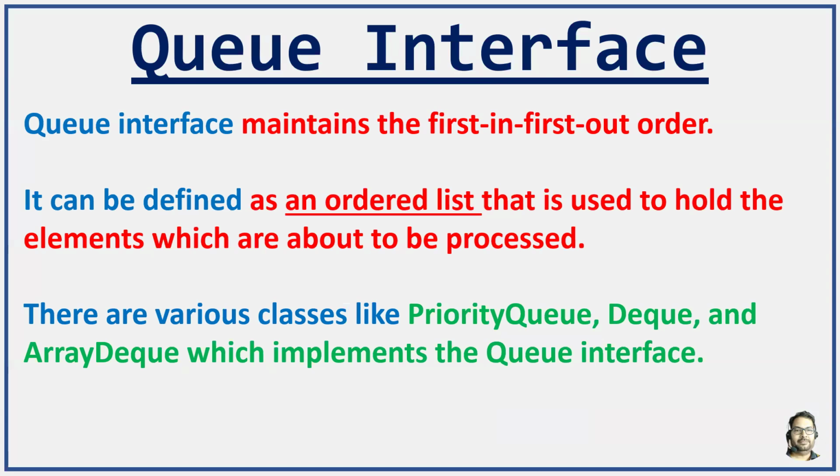It can be defined as an ordered list that is used to hold the elements which are about to be processed. I told you why: it uses first in first out. Whatever you have added first is also going to come out first at the time of reading. So it is used where you have some priority things, where you want to process things very quickly. There are various classes like PriorityQueue, Deque, and ArrayQueue, which implement the queue interface.